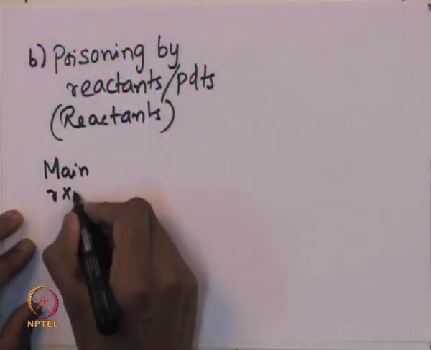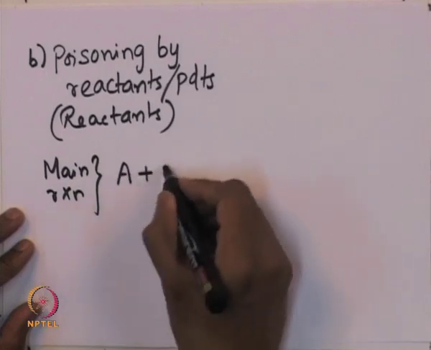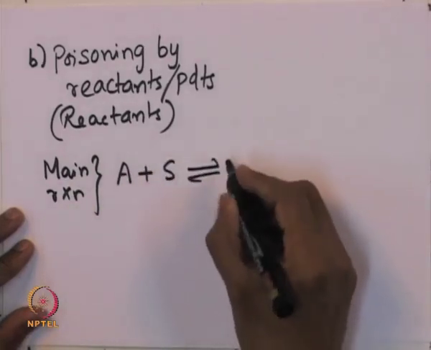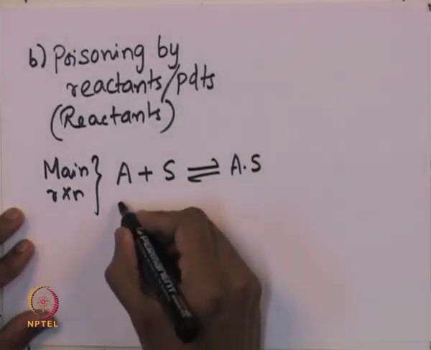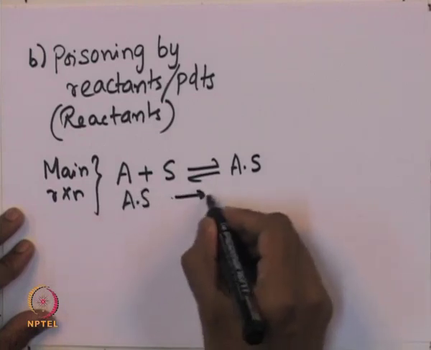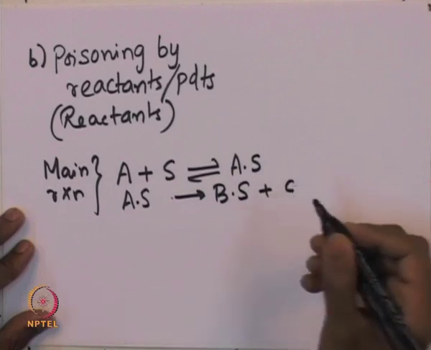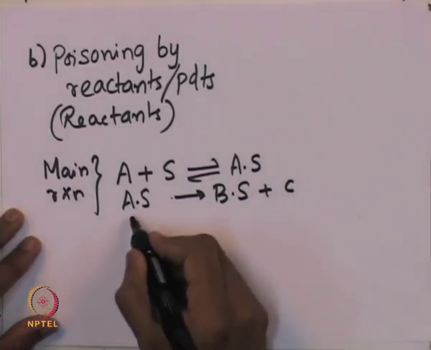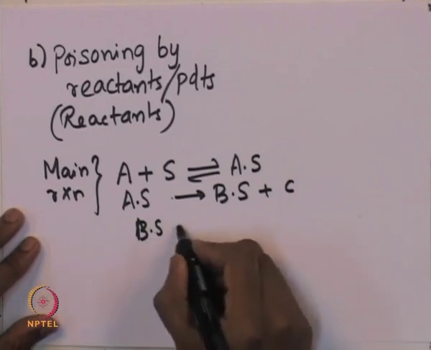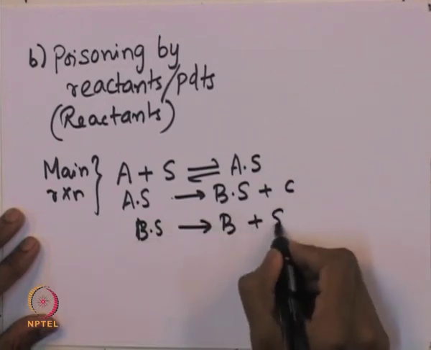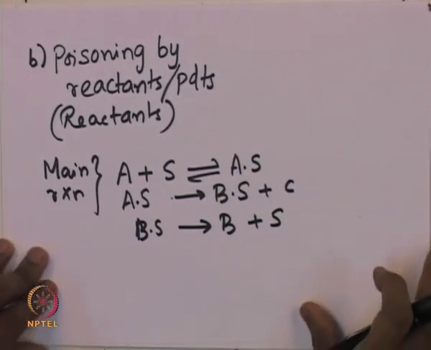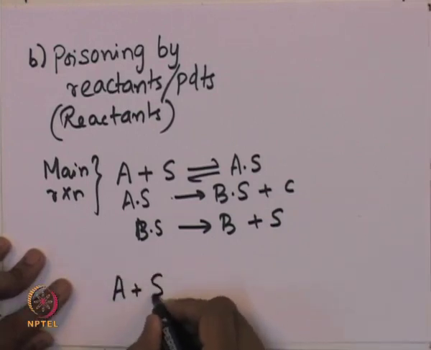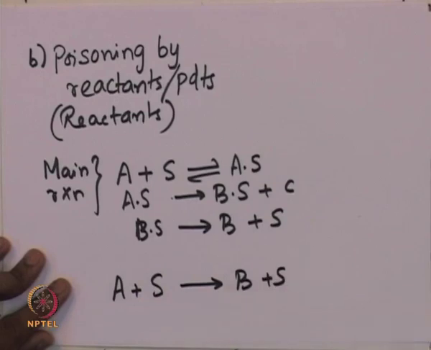So, the main reaction would be A plus S, where S is the catalytic site, which leads to adsorption of A onto the catalyst surface, and then A·S would lead to B·S plus let us say some C, and similarly B·S can get desorbed to form B in the gas phase and release a catalytic site. So, this can be captured as A plus S essentially leading to B plus S.